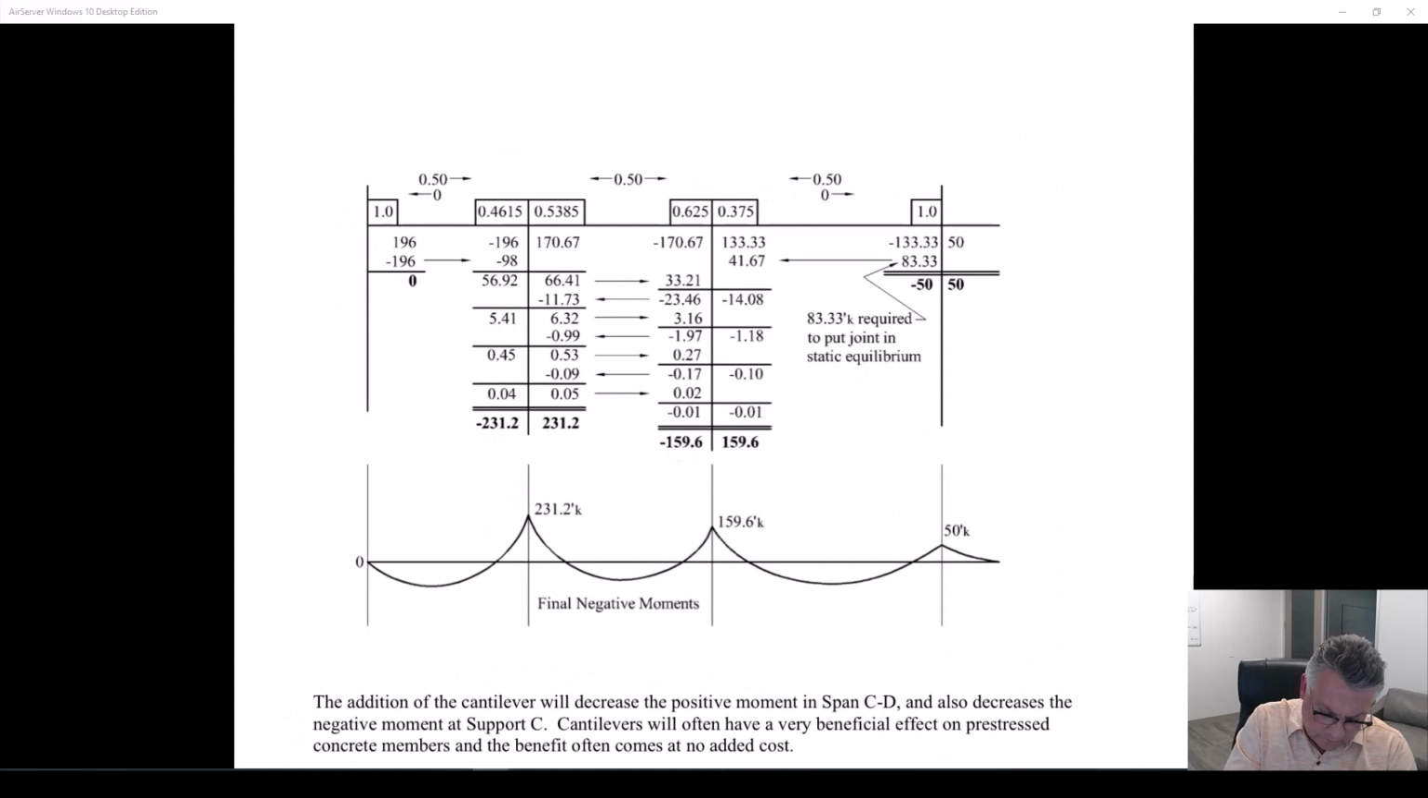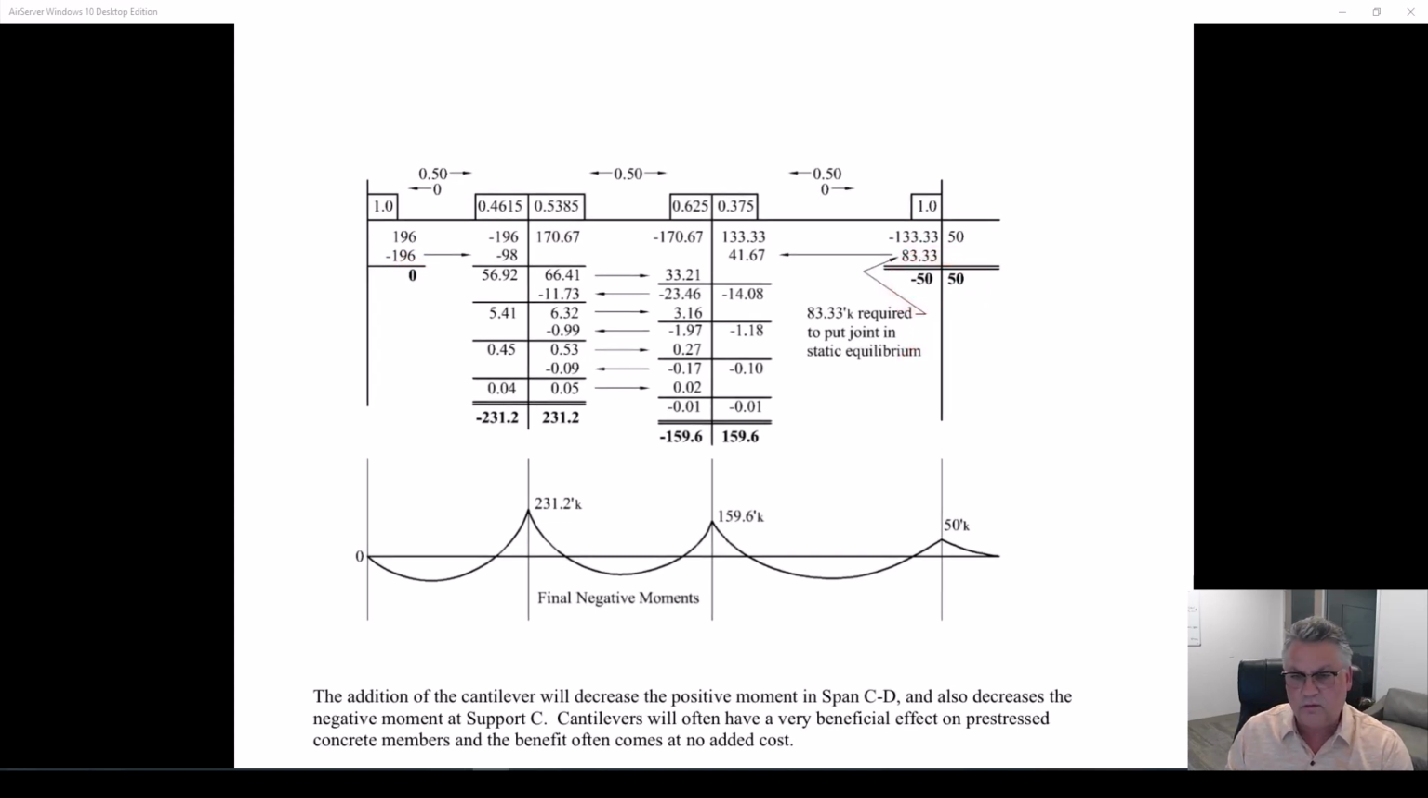So, please be careful. Those stiffness factors, we're using the 3EI over L. We're using the fact that we know that this is 0. The fact that this was 0 before, now it's just going to be 50, doesn't change anything. That didn't change the stiffness.